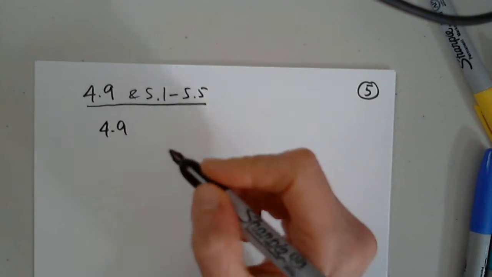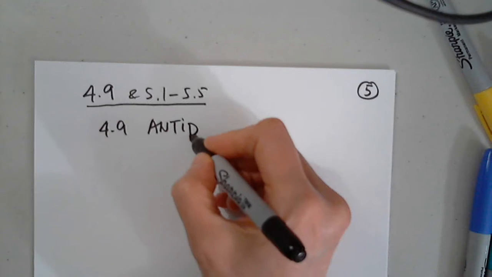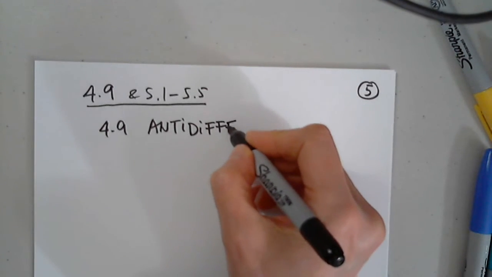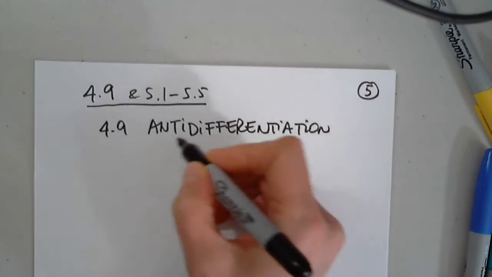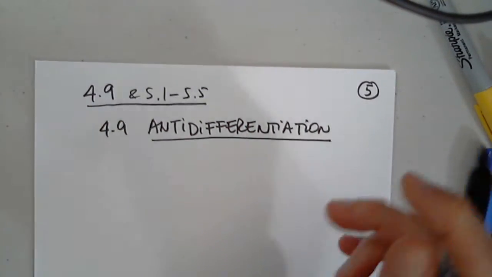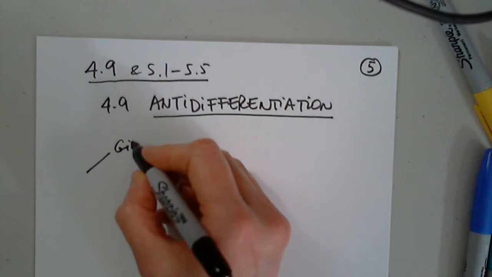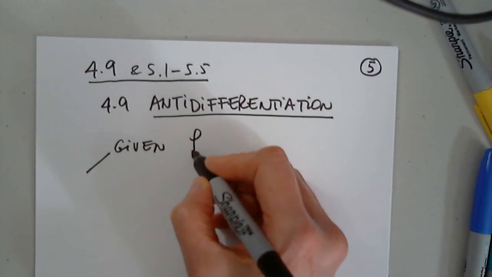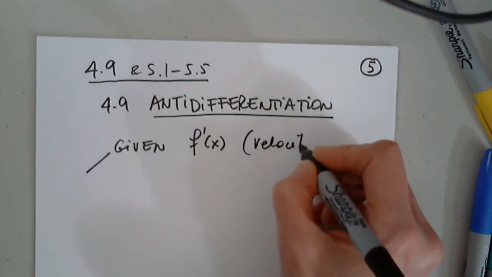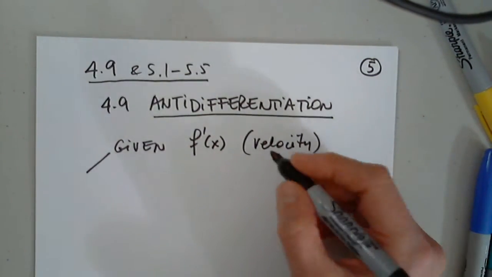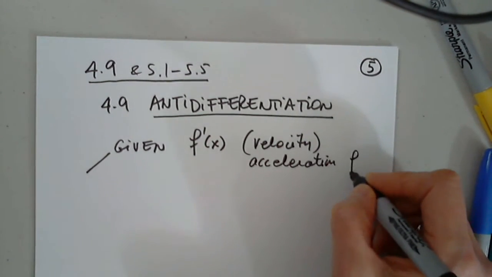9, we're going to talk about something called anti-differentiation. And the question is why? What is all this? So I could be given a derivative, like for example velocity, or let's say acceleration, which is the second derivative.